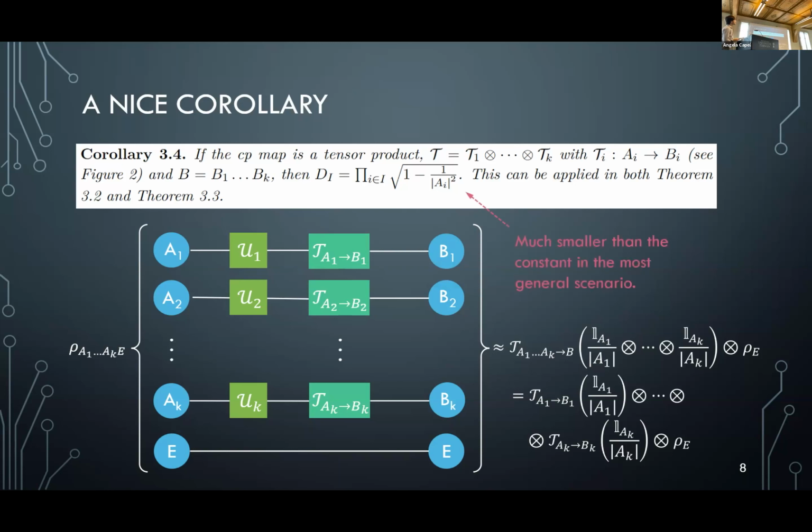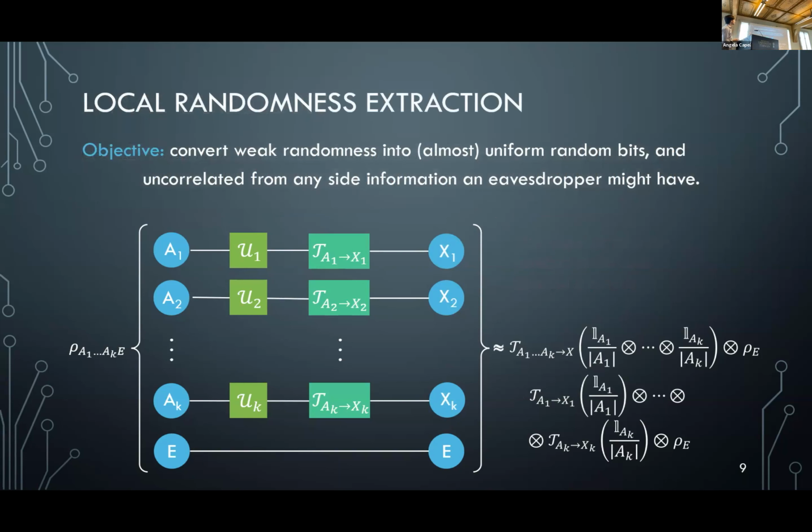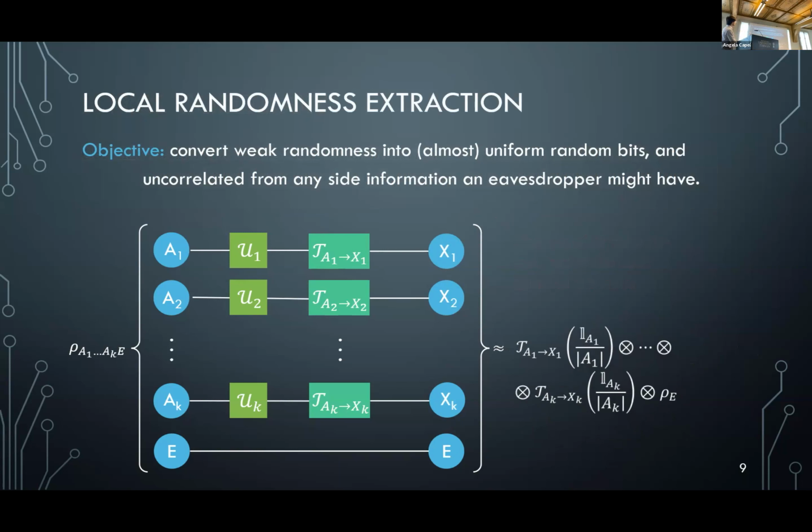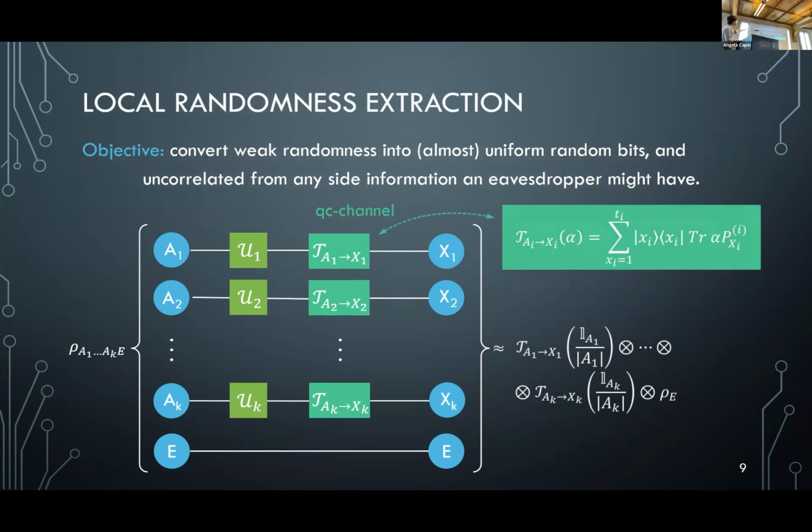The first one and the most direct one, that I said already, is local randomness extraction, which consists of converting the weak randomness contained in this input state into uniform randomness. This is the main idea, and notice that just by defining this map to be a local quantum-classical channel, as we know how this channel applies to the identity, we can write this expression here, which is exactly what we want to achieve.